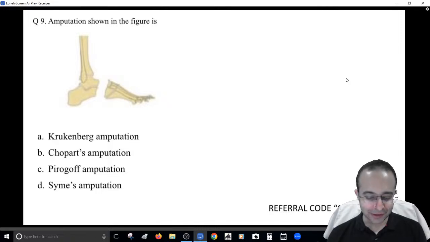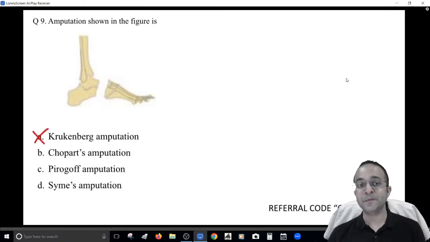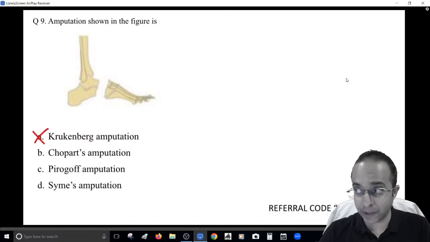But I could see some other terms also, like Chopart, Pirogov, Syme's in there. So from this image, can you pick up which is this amputation? This is certainly not Krukenberg, now you know. But is it Chopart, Pirogov, or Syme's? Yes.